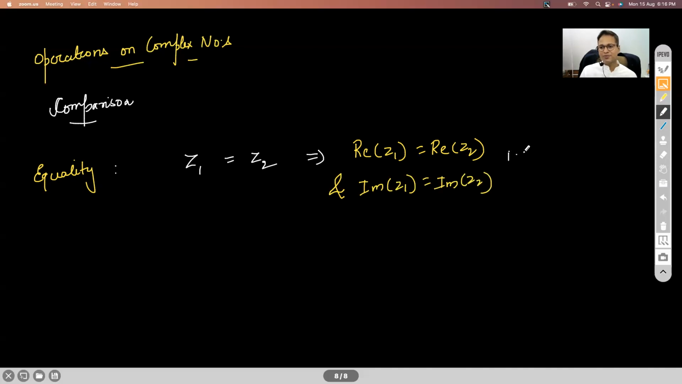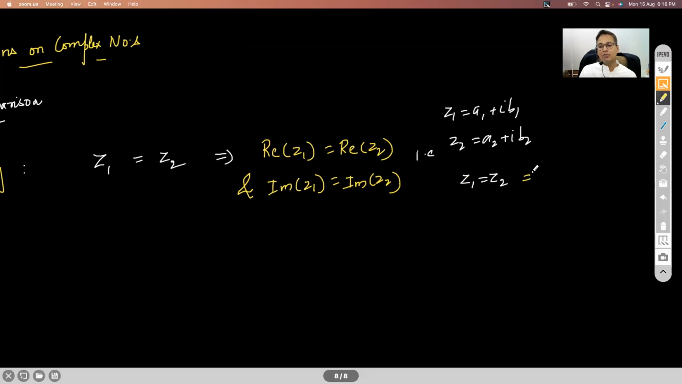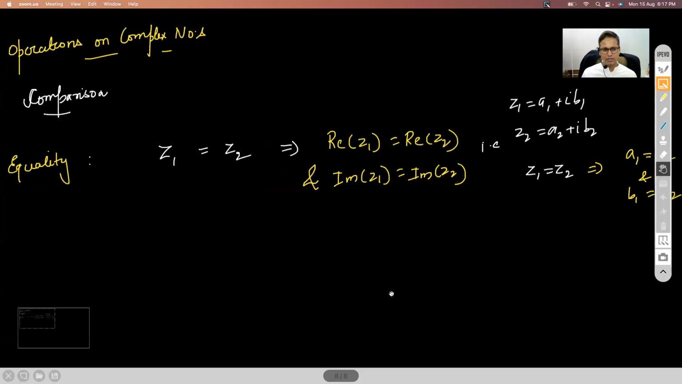That is to say, if your Z1 is a1 plus i b1 and Z2 is a2 plus i b2, right? Then Z1 equal to Z2 will imply what? Will imply a1 is equal to a2 and b1 is equal to b2. Okay. Is this fine? Any questions?